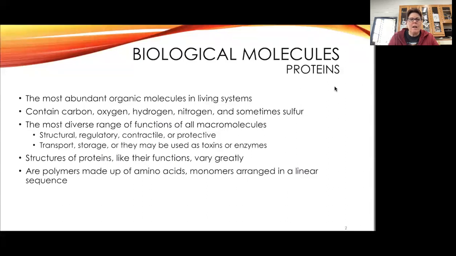Some are structural in your body. They are used for structural support. Some are for regulatory, contractile, protective, transport, storage. Some proteins are used for toxins or enzymes, or there are so many different types of proteins. And basically that structure of that protein is what gives it its function or contributes mostly to its function.